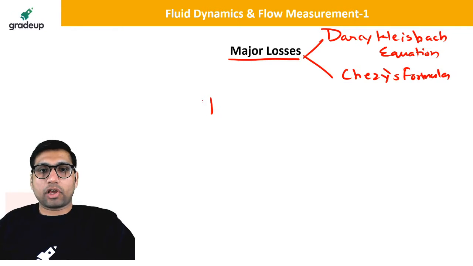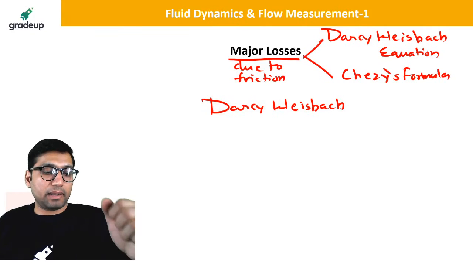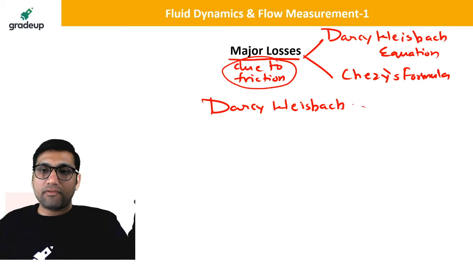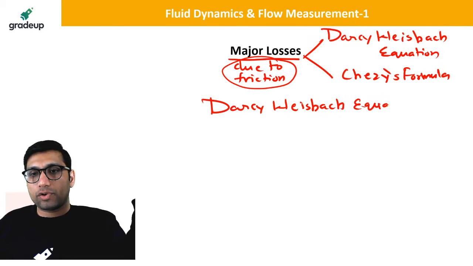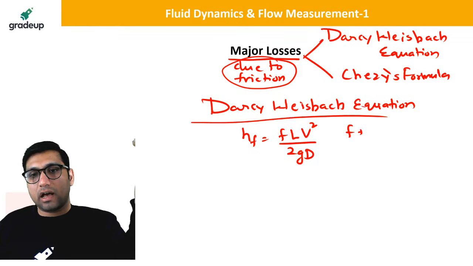The Darcy-Weisbach equation is a very famous equation for finding the major head loss due to friction. The major losses basically take place due to friction. When the flow takes place inside the pipe, there will be some head loss due to friction. Darcy-Weisbach equation is used to find the major head loss due to friction, and that is equal to f L V square by 2 g d, where f is the friction factor here.